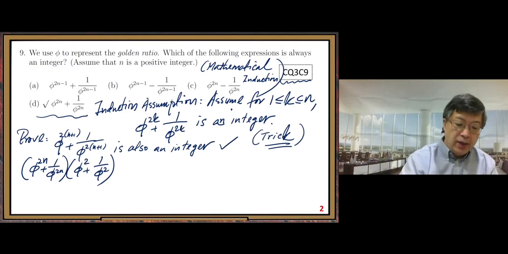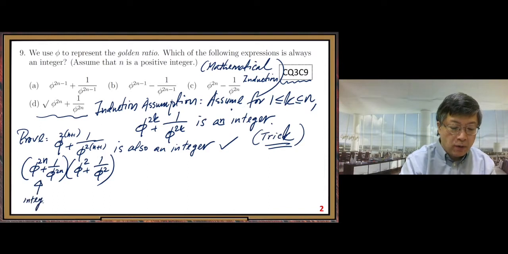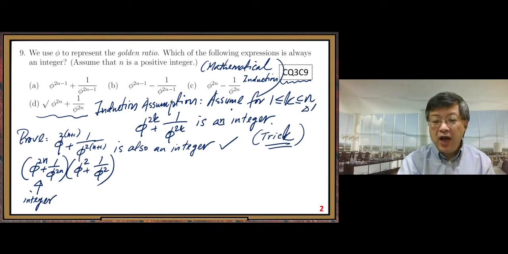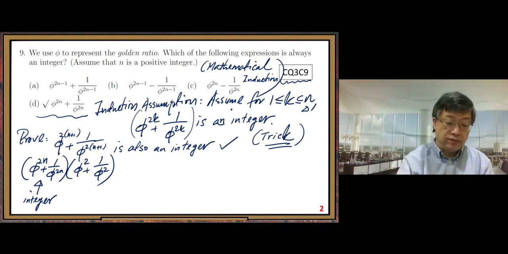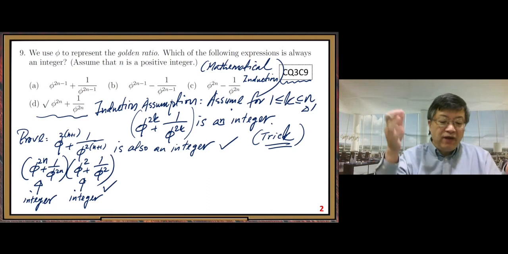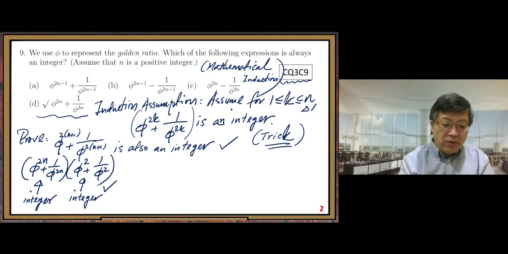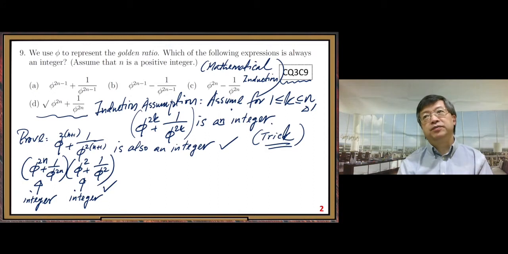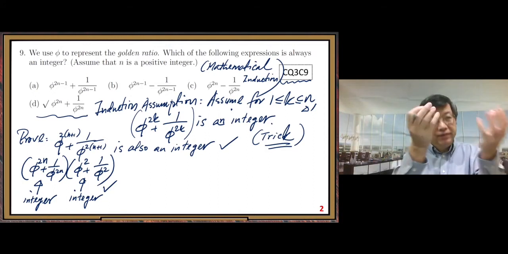All right. First, we know the first parenthesis is an integer. Why? Induction assumption, right? When k equals n, based on assumption, this expression is an integer. The second one is also an integer, because that's the base case. We already verified it. So integer multiplies another integer, also integer. So the product here is an integer. Let us expand this product.